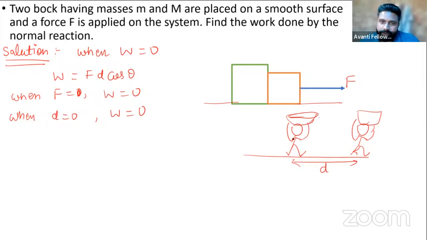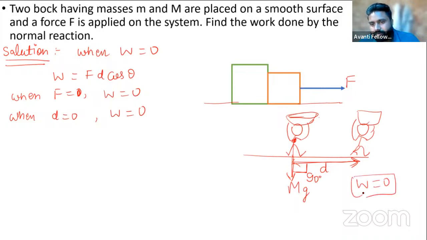Why? Because the weight of this person is acting downward, and whatever weight he has put is also acting downward. So the total weight is acting downward, say it is capital Mg, and the displacement is in the horizontal direction. So what is the angle between them? The angle between them is 90 degrees. So in this scenario work done will be zero because cos 90 is zero. Work done is also zero when displacement is zero.